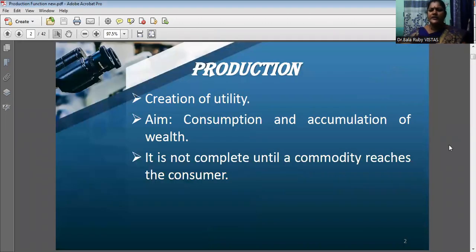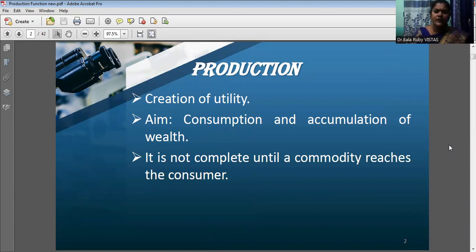As far as production is concerned, production in the sense is just creating utility. Why are we producing this product? What is the main purpose of this production? The main purpose is the consumer. Why are we producing all these products? For example, a producer produces a mobile. Why is he producing this mobile? Because most of the customers need this mobile.